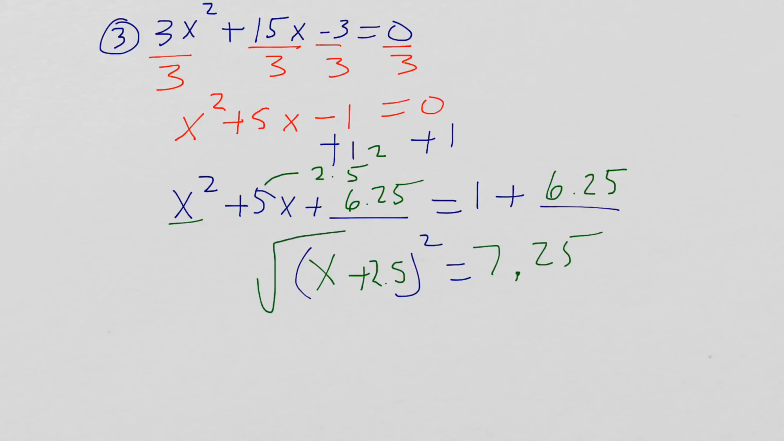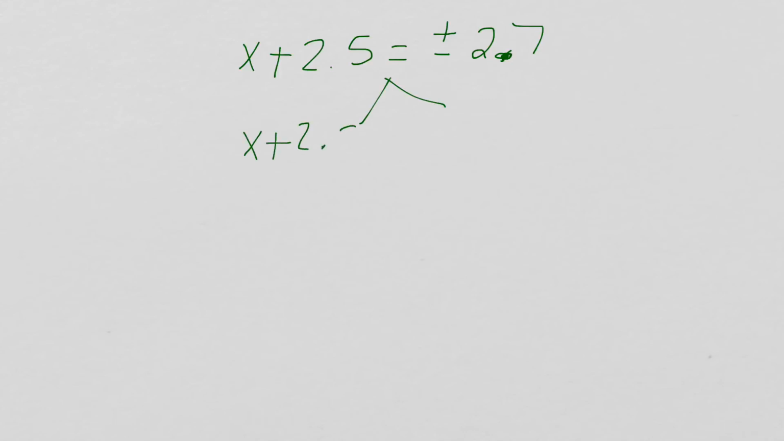Now I'm going to square root both sides. By square rooting it, that crosses out that x squared. So now we're going to have x plus 2.5 is equal to positive or negative 2.7. We rounded to the nearest tenth when we took the square root of 7.25. Now we're going to break this down into two equations. X plus 2.5 is equal to positive 2.7, and x plus 2.5 is equal to negative 2.7.